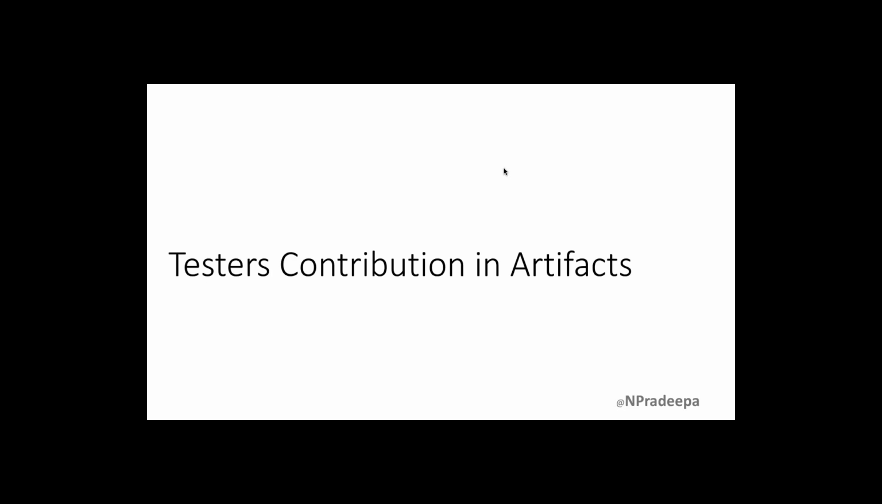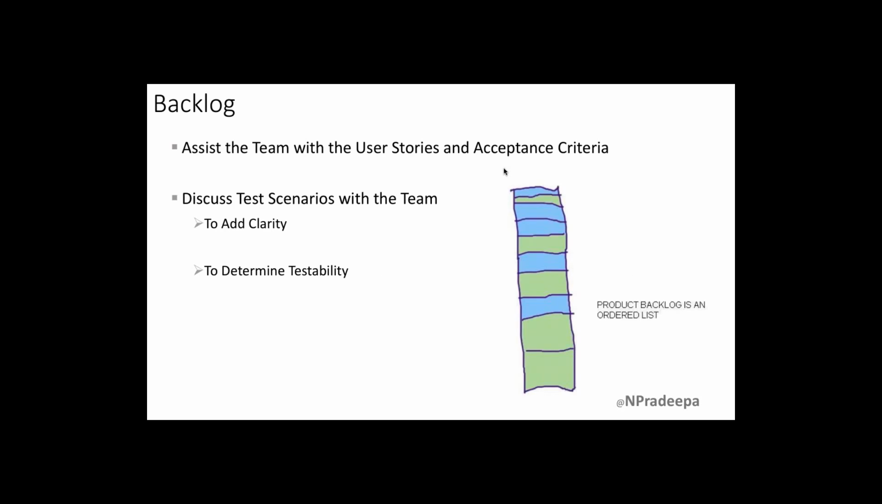All right, so we talked about various events. Let me talk about a few artifacts where testers can contribute, okay? The backlog. Again, assist the team, right? Assist the team in even writing user stories, and definitely with acceptance criteria. Testers are really good at defining those what-if scenarios, so come up with those scenarios. Do assist your product owner. Do assist your team in that.